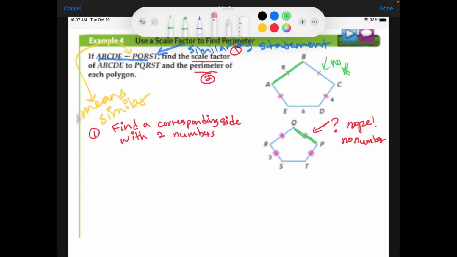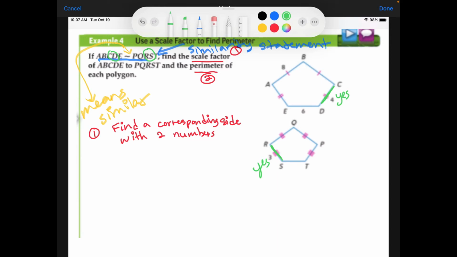Let's try maybe CD. Does CD have a number? Yes. What is it corresponding to? RS. Does RS have a number? Yes. So we're going to go ahead and use these two numbers for our scale factor.